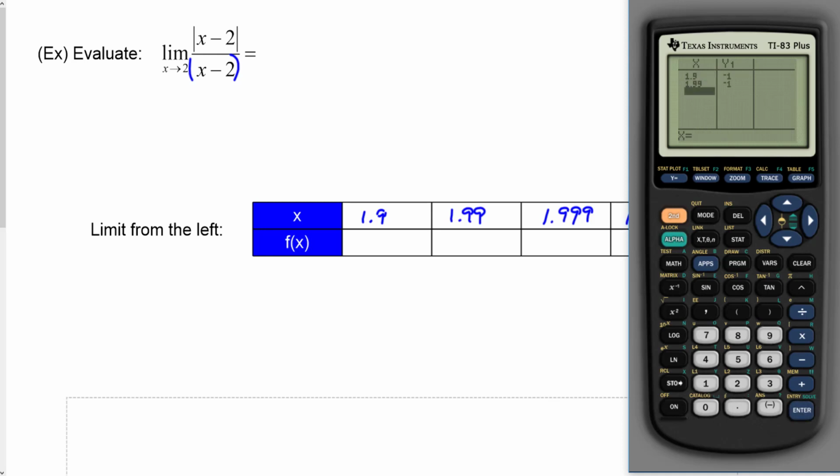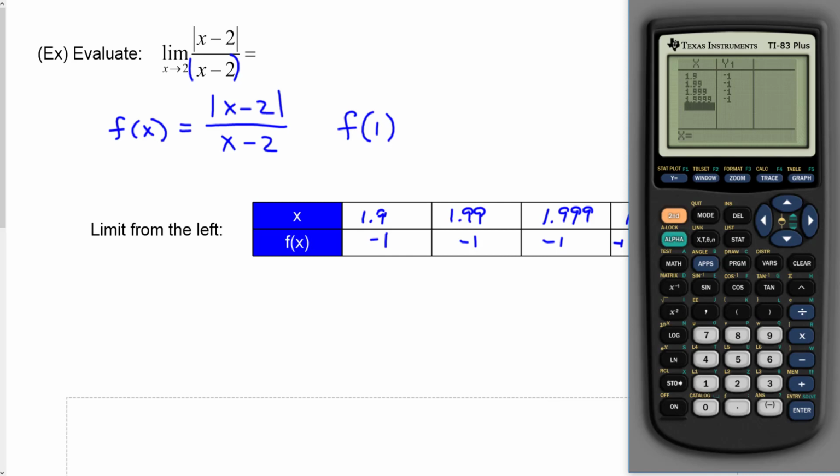If you'll notice, all these values that I put in, I am getting negative 1 back out. So this is negative 1, negative 1, negative 1, negative 1. And that's okay. So what's happening is, let's say we have a function f of x, which is the absolute value of x minus 2 divided by x minus 2. And suppose we evaluate this at, how about 1? Okay, so I would do the absolute value of 1 minus 2 divided by 1 minus 2. So 1 minus 2 is negative 1, and you would get negative 1 in the numerator and the denominator.